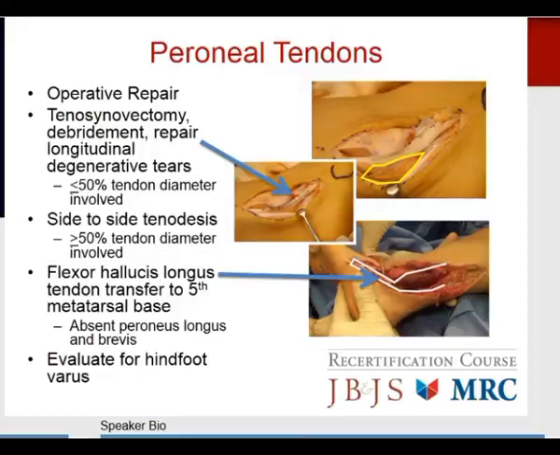It's an important point to know that for any peroneal tendon pathology, and like I'm about to talk about, any Achilles tendon pathology, we use the flexor hallucis longus as our workhorse tendon to make up for it. And like I said before, in both circumstances, any lateral pathology to the ankle and hindfoot, evaluate for hindfoot varus.